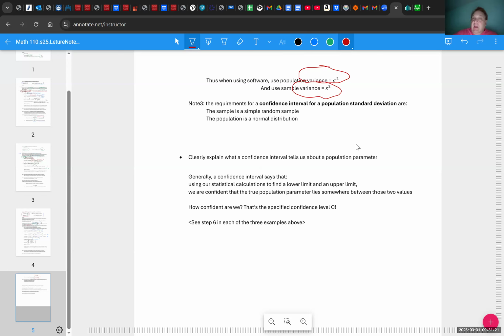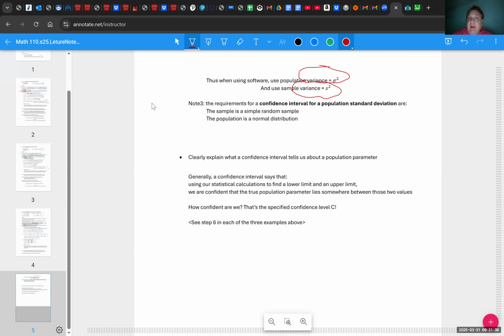The population variance is just sigma squared. So sigma is just the square root of the population variance, etc. Sample variance is S squared. So the S is just the square root of the sample variance.